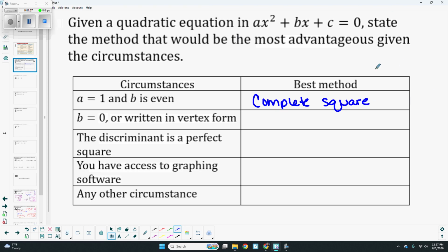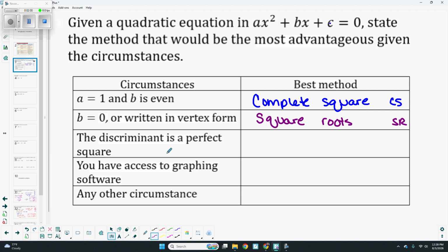I'm going to be making a little chart for these, and I'll abbreviate: CS for complete the square. If b is 0, there's no regular x term, it's just an x squared and a c, or if it's written in vertex form, that can be square roots. I'm going to say SR.